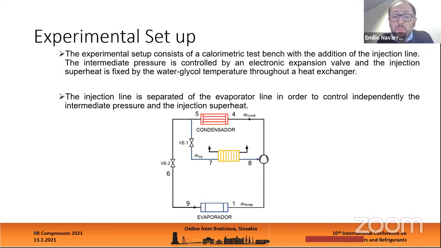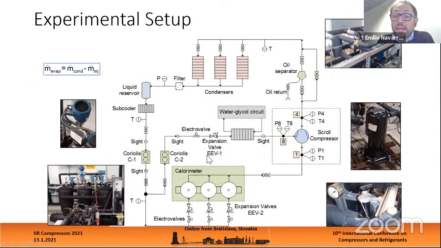The experimental setup that we have used to perform the experiment with the compressor working with propane has followed this scheme. This test rig is located at the Technical University of Valencia, and basically it's a calorimeter test bench in which we have incorporated an injection line with an expansion valve, and a brazed plate heat exchanger with a secondary water loop, in such a way that we can control the heat exchange in the injection line. Here you can see a more detailed scheme of the system that we have used.